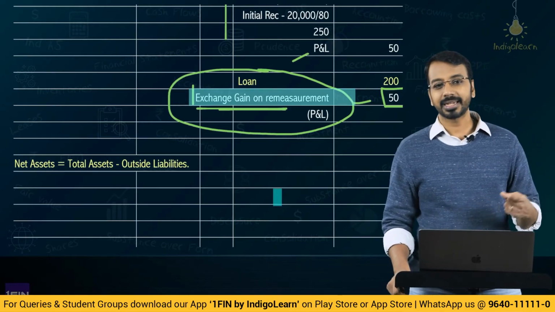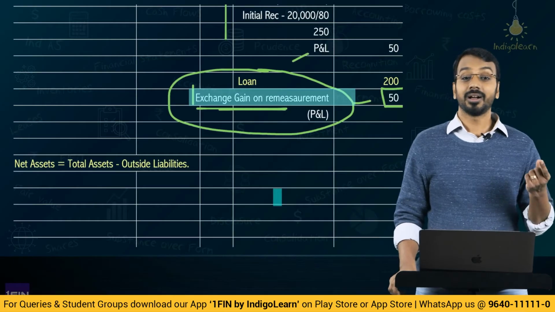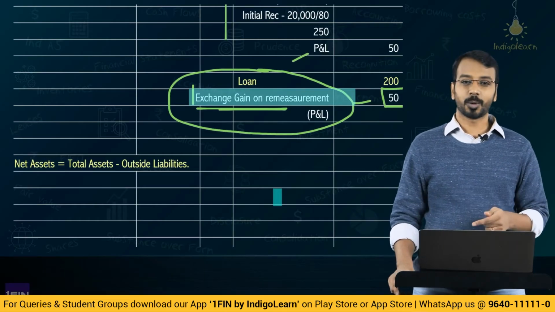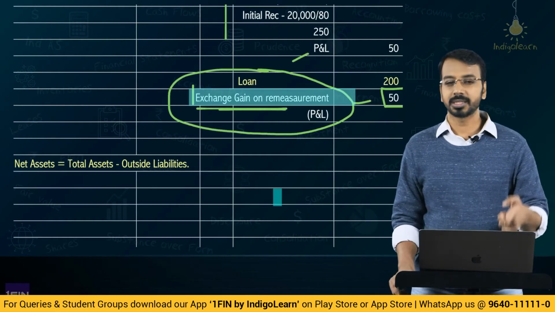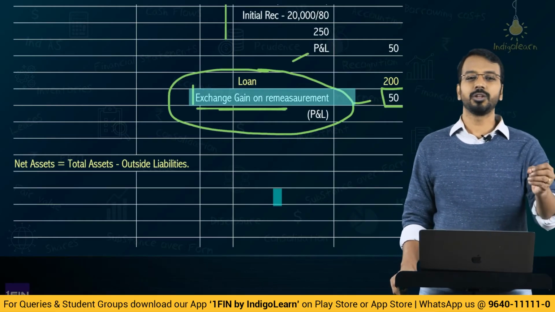Now why am I saying that it is in substance something like a net investment in foreign operation? Because I have given a loan. Reliance has given a loan to its branch saying that you repay it only when you close the branch.